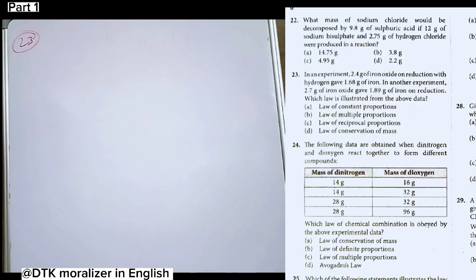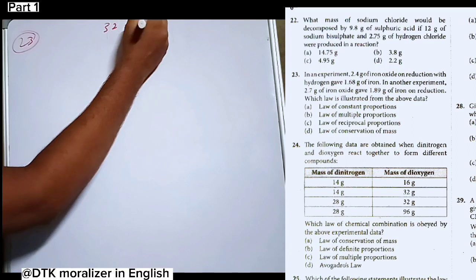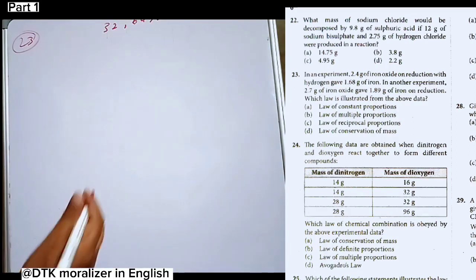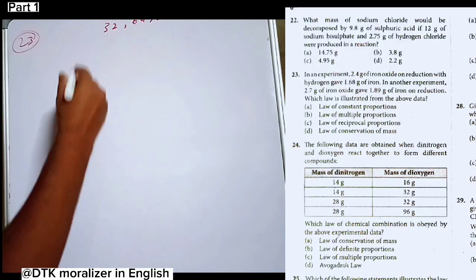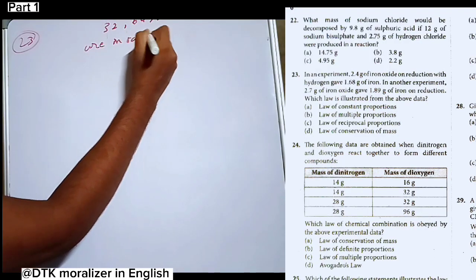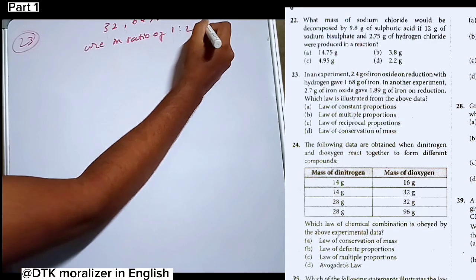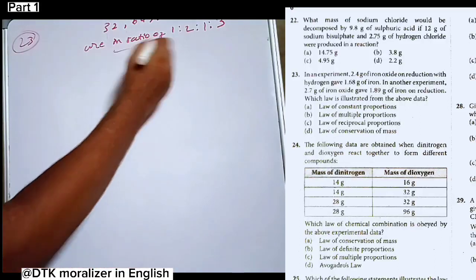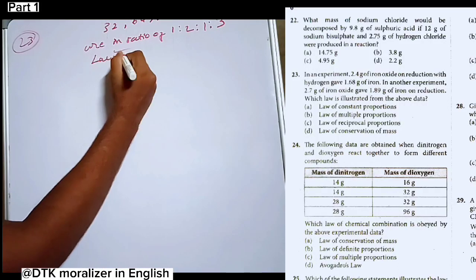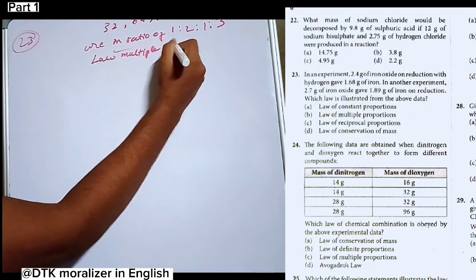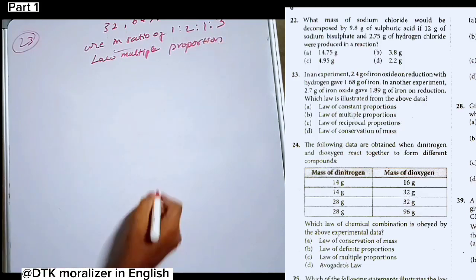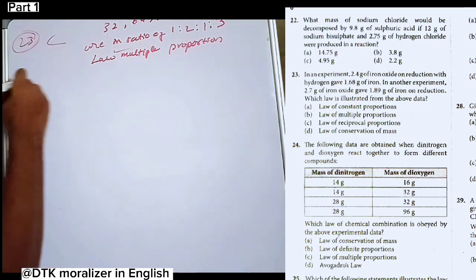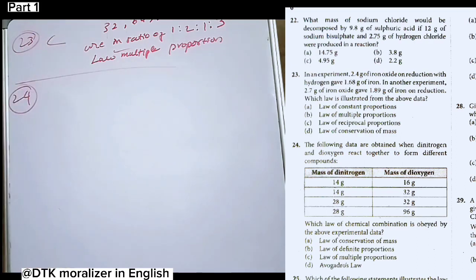As you can observe, here the masses are given like this. When you observe, these are in a ratio of 1:2:1 and 3. So here the law of multiple proportions is applied. So option C would be right.